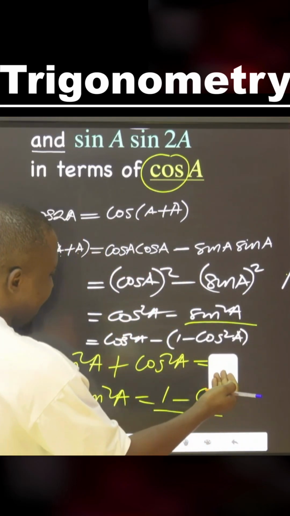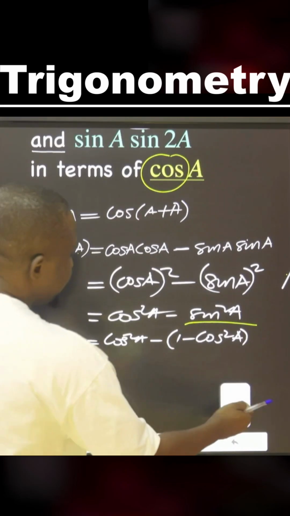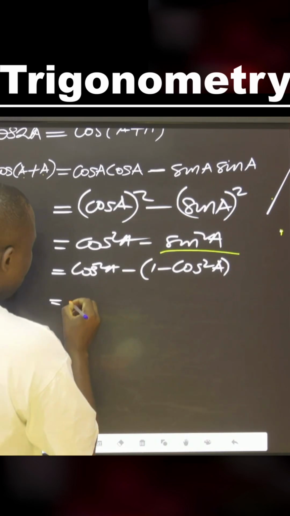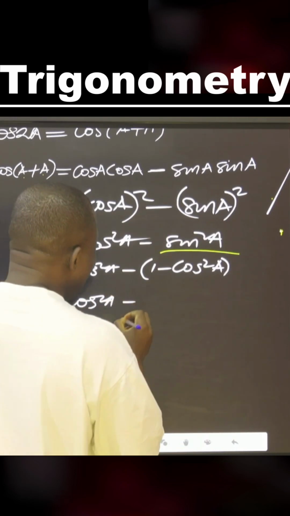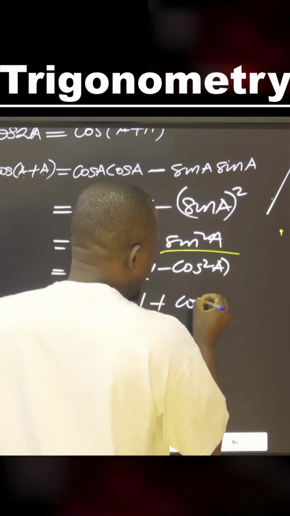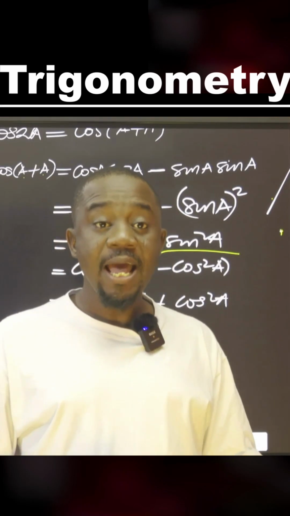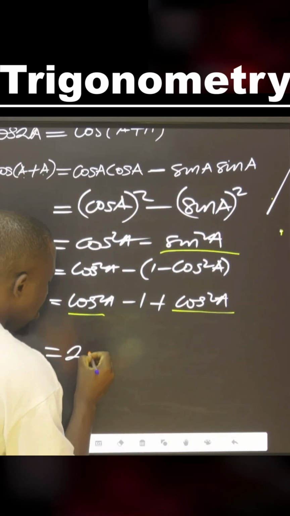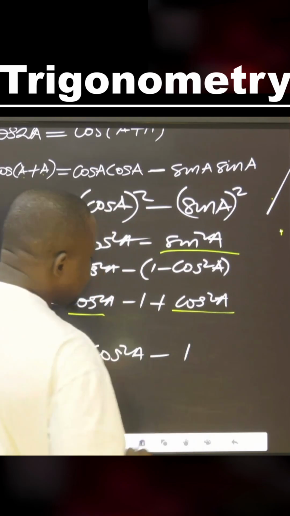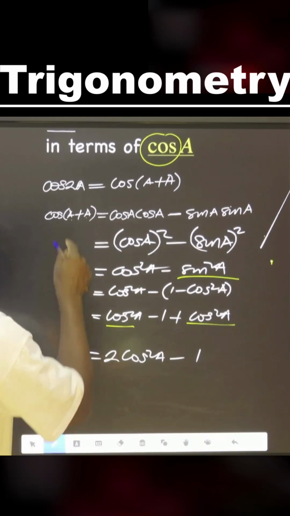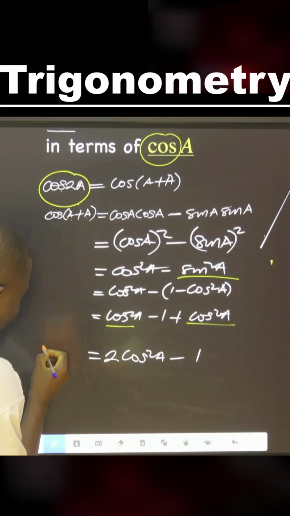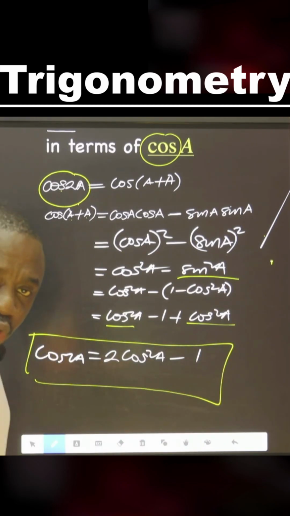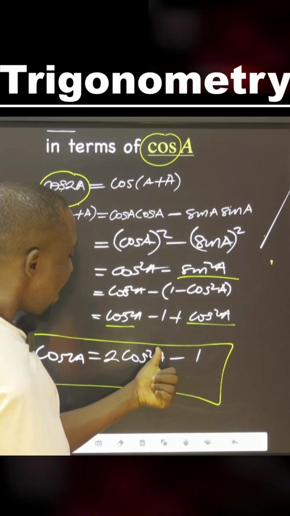Then I remove all these. Now that I've removed these, I continue: cos squared A minus 1 plus cos squared A. Okay? This and this are the same. That is 2 cos squared A minus 1. So finally, this that was this, I can put it back again to say cos 2A is equal to 2 cos squared A minus 1.